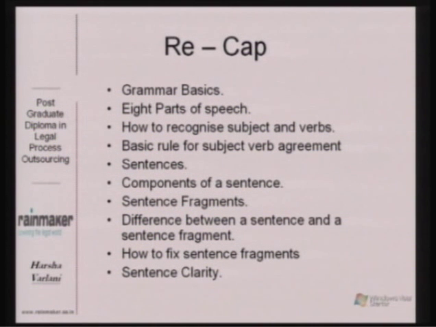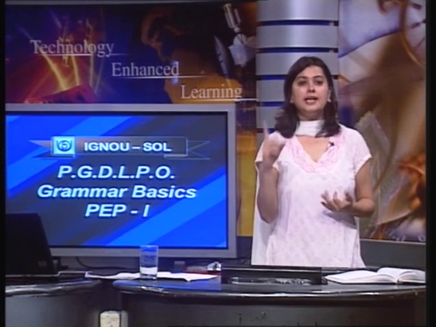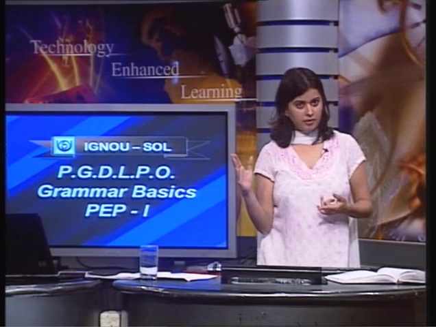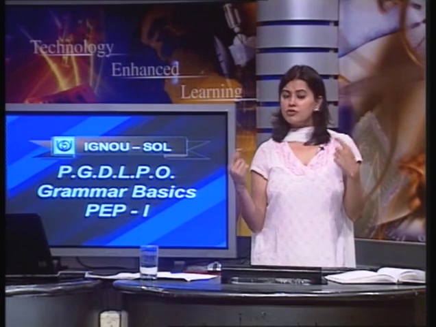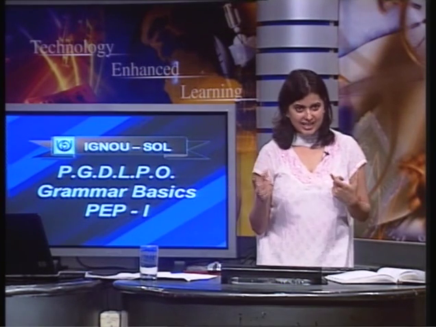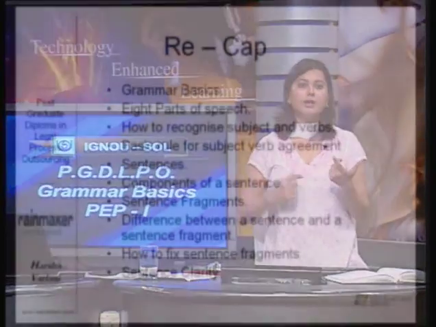A very quick recap about what we did in the second session. We went through grammar basics, that was your 8 parts of speech, noun, verb, adjective, adverb, etc. How do we recognize the subject? How do we recognize the verb? The basic rule of subject verb agreement, that is, a singular subject takes a singular verb and a plural subject takes a plural verb. A verb plural does not necessarily mean adding an s to it. For example, the word talk and talks.